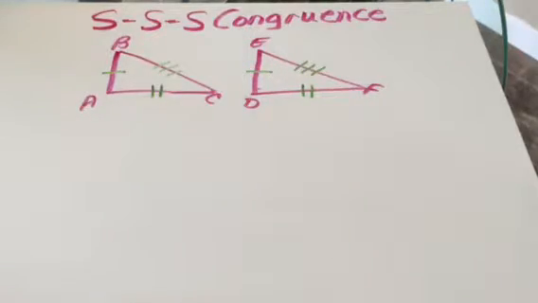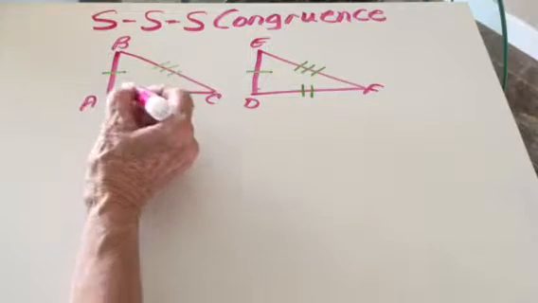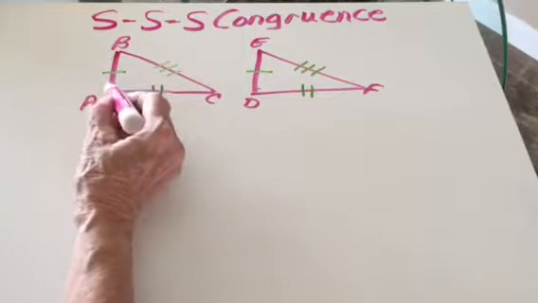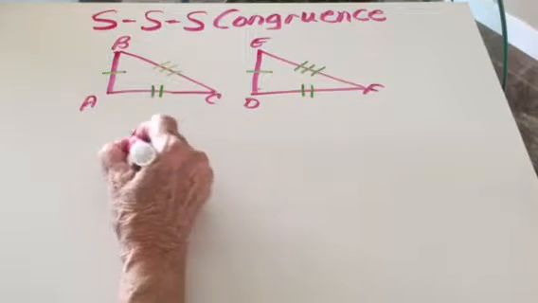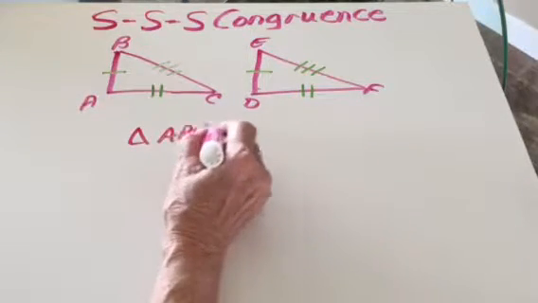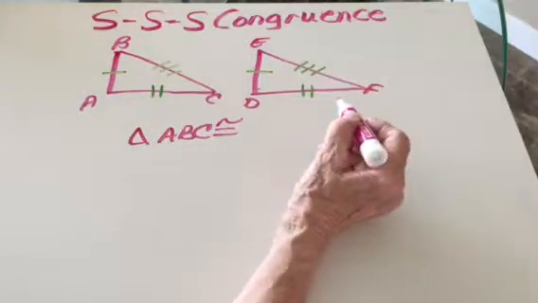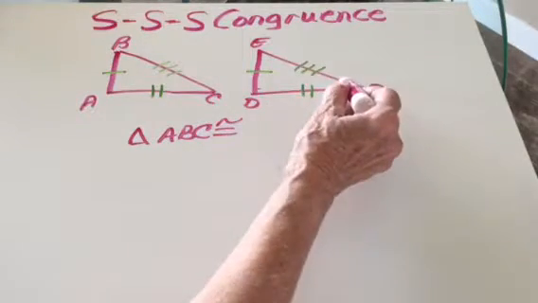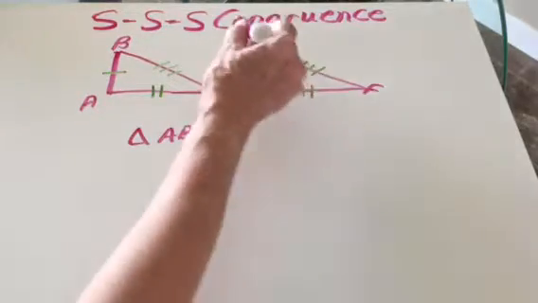If I can show that, then now watch how I have to write this. I'll start with A, because I'm going to start where it has one tick. So I'm going to go A, B, and then it has three ticks, C. So triangle ABC is congruent to, now where do I have to start? Can I go E, F, D? No, I have to start with the 1 and then go to the 3, because I started with the 1 and I went to the 3 this way. So it's going to be D, E, F.